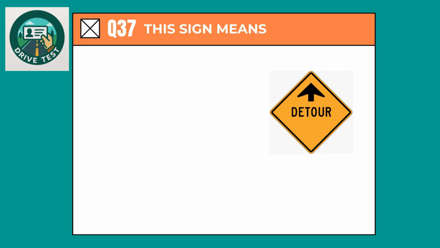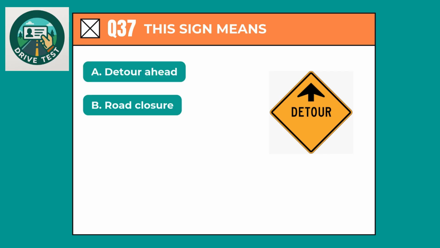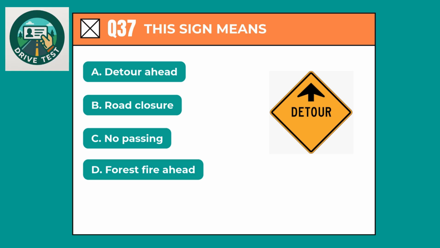Question 37. This sign means A. Detour ahead. B. Road closure. C. No passing. D. Forest fire ahead. The correct answer is A, detour ahead. Follow alternate route.